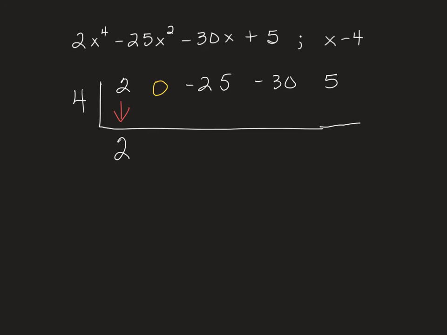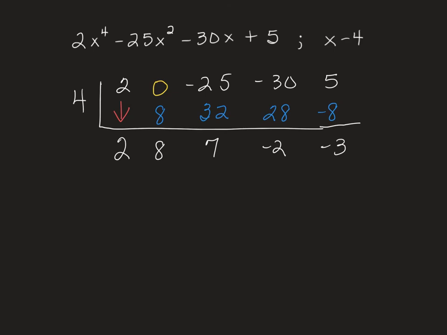So 2 times 4 is 8. Add coming down, that's 8. 8 times 4 is 32. Add coming down, that's going to be 7. 7 times 4 is 28. Add coming down, that's going to be a -2. Times 4 is a -8. Add coming down, that's going to be a -3.